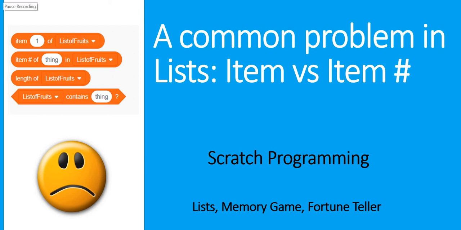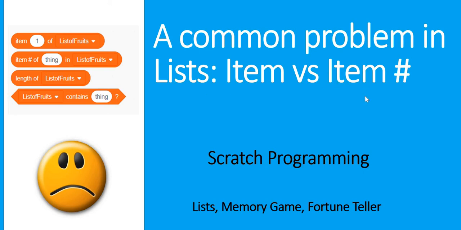Hello, everybody. Welcome back. A very common problem a lot of students face when using lists is distinguishing between these two functions, these two blocks, which actually look kind of similar. There's a block called item, and there's a block called item with a pound sign. Now, this pound sign, or hash sign, however you call it, is best read as item number. So in this video, we shall look at what is the difference between item and item number.